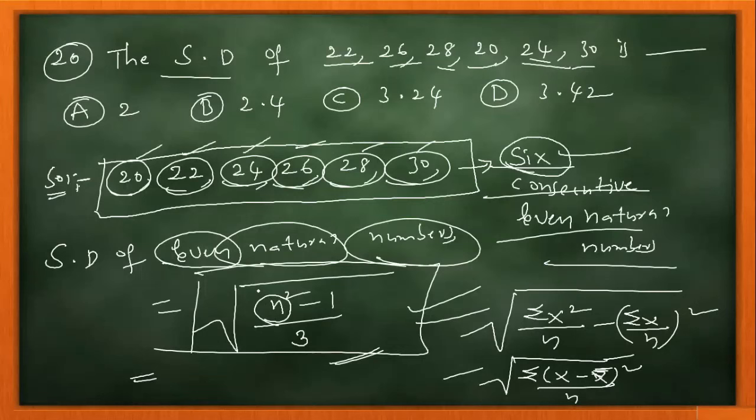Just reply your solution. This is your last question, question number 20. Just do it, everyone. The standard deviation of the given 6 consecutive even natural numbers, using the shortcut formula, we can solve this. Square root of (n square minus 1) divided by 3. So in place of n, substitute just 6. Then what is your solution?